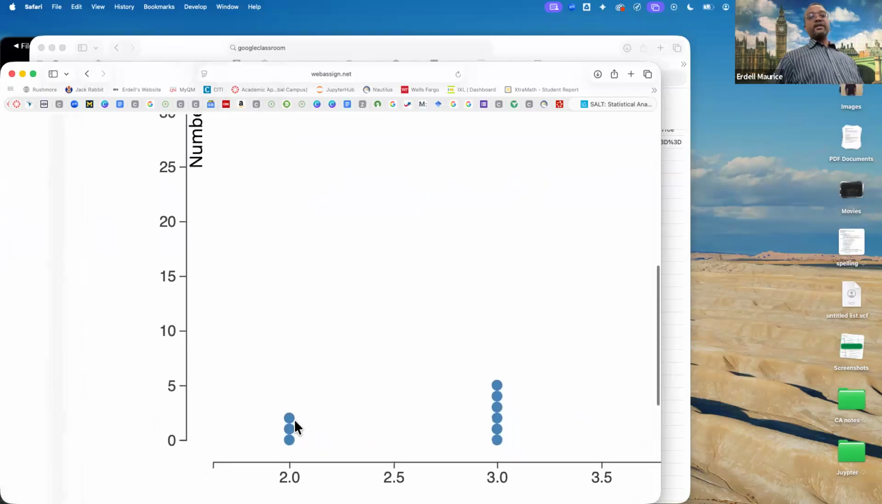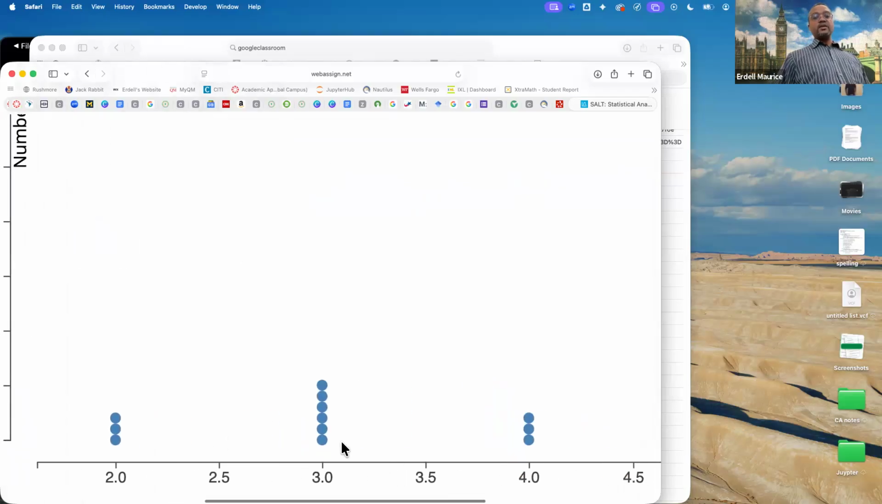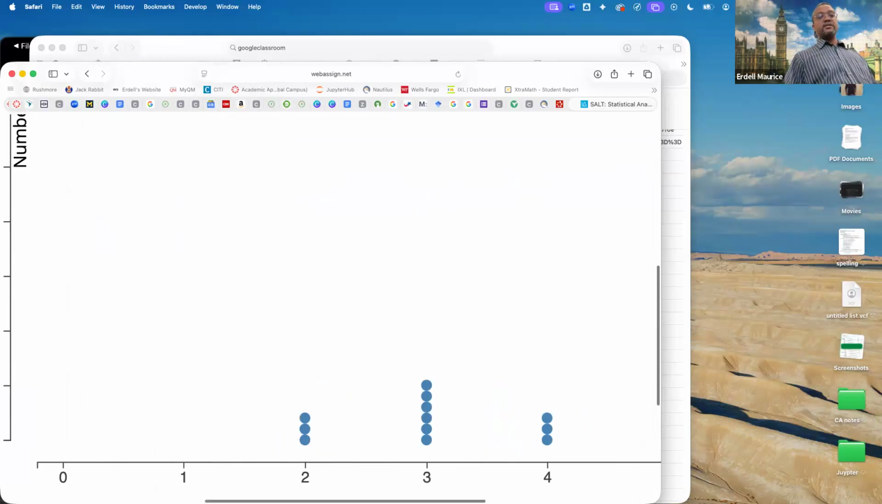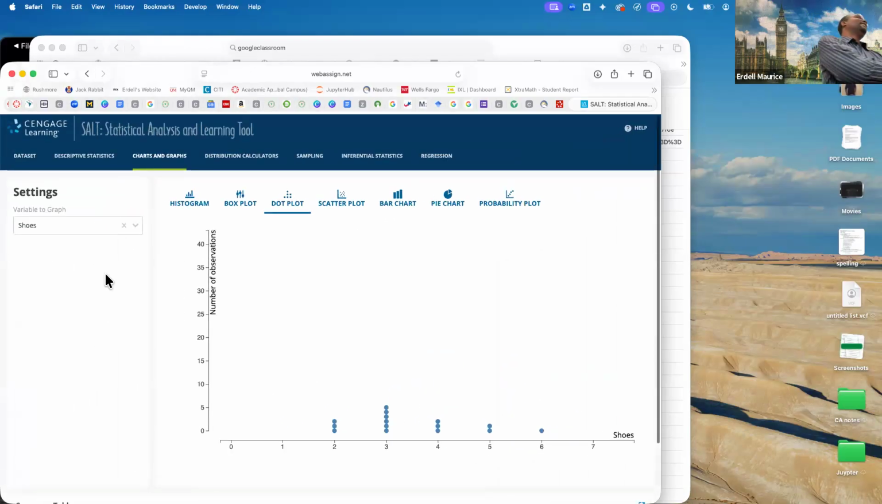So right here, 1, 2, 3 dots. So 3 people had 2 pairs of shoes. 1, 2, 3, 4, 5, 6. 6 people had 3 pairs of shoes and so forth and so on. That's a dot plot. The point right here is that Salt should be your best friend. Because of it, I don't really think you need a fancy graphing calculator. We will let you use Salt on tests. All right. Questions?